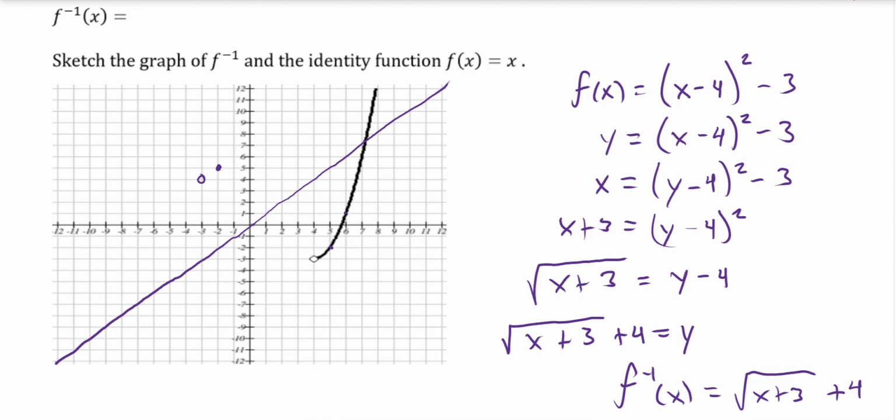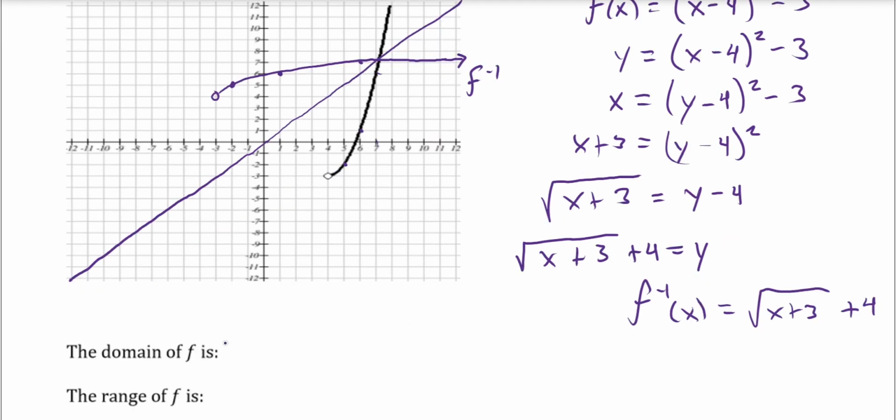Instead of going through 6 and 1, we're going to go through 1, 6. Instead of going through 7 and 6, we're going to go through 6, 7. And I think that's enough points to sketch out this square root function. And we can see that, aside from my artistic license, it looks like a reflection over the y equals x line.